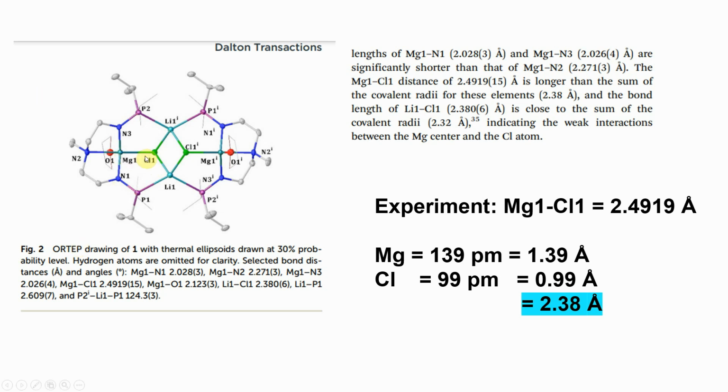Likewise, if you are getting any crystals or you are doing DFT studies, you can compare with these covalent bond radii. Then you can understand the interaction between the two atoms.